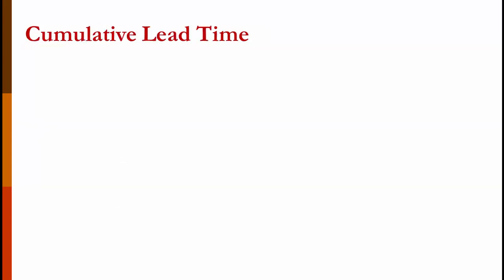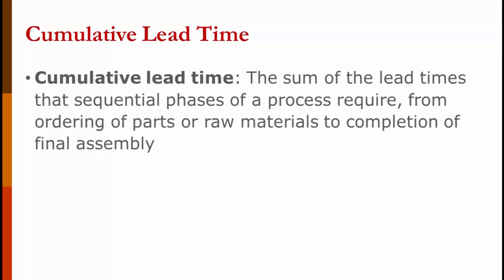An important concept in MRP is cumulative lead time. Cumulative lead time is defined as the sum of the lead times that sequentially phases the production process from ordering of parts and raw materials to completion of the final assembly. In other words, how long does it take to order the parts for the transmission? How long does it take to make the transmission that goes into the car?